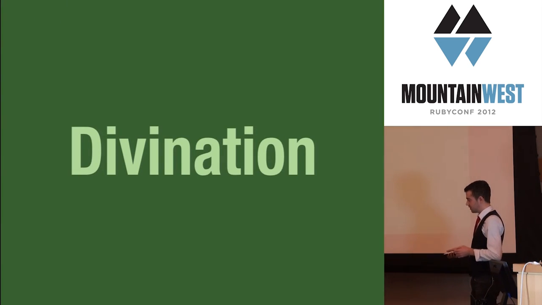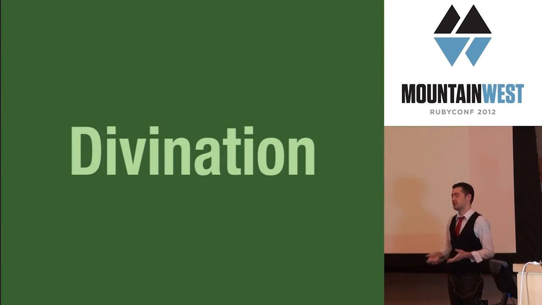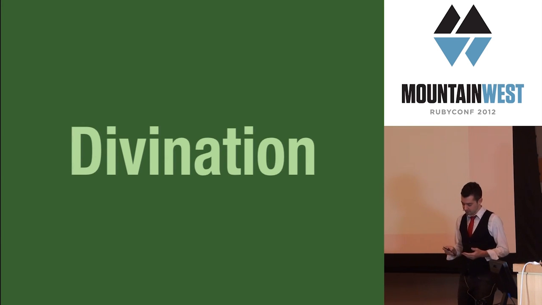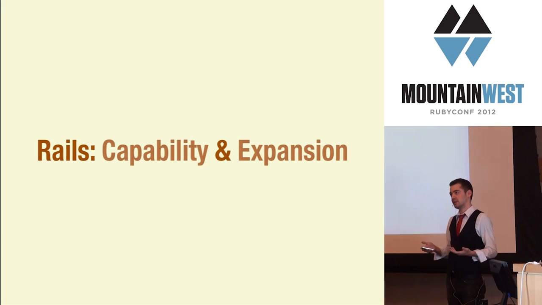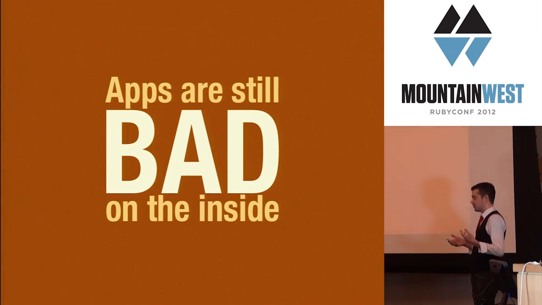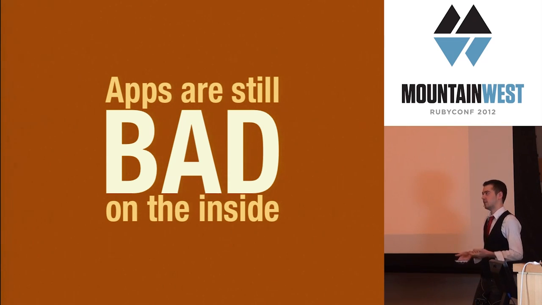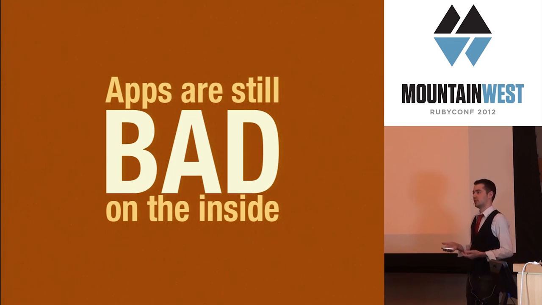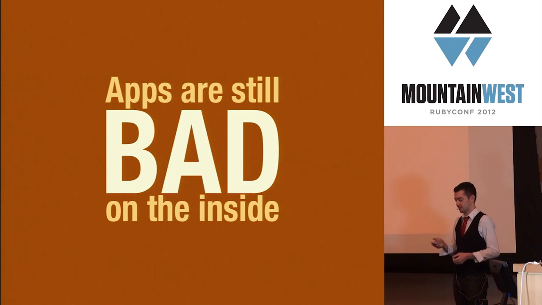And speaking of what matters and speaking of trajectory, now we can finally talk about what might be the next thing. So Rails was a capability increase, I claim. But the truth about Rails is that apps are still very bad on the inside. And I think that we as a community are really realizing this. I think this is probably the year of object-oriented design finally actually happening in the Rails world.